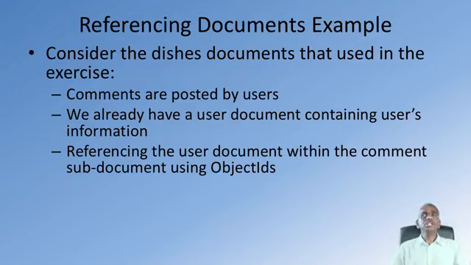Now, since we already have a user's document within our database, as we saw in this module, we had extended our Express server to support users, whereby you can register a user and then you can authenticate users and so on. So the user document can carry additional information about the user already. And so when a comment is posted by the user, instead of storing the user's name within the comment itself, why not have a reference to the specific user that has posted the comment?